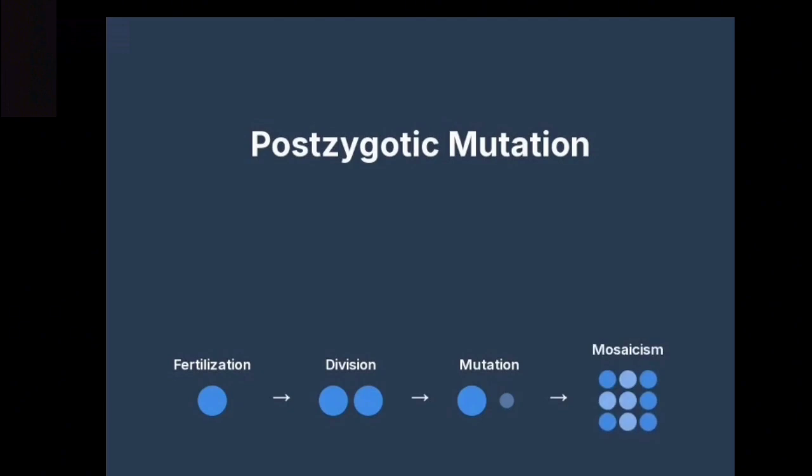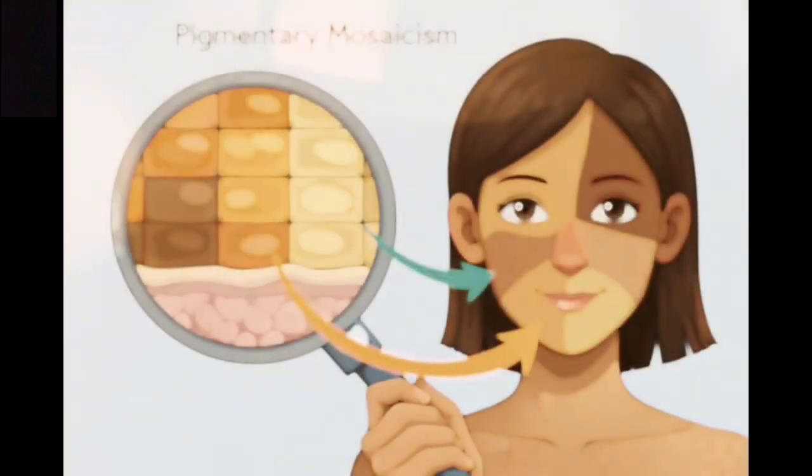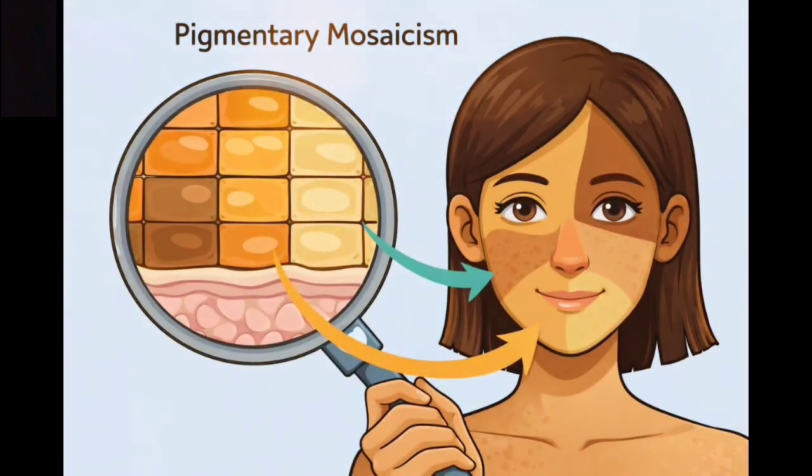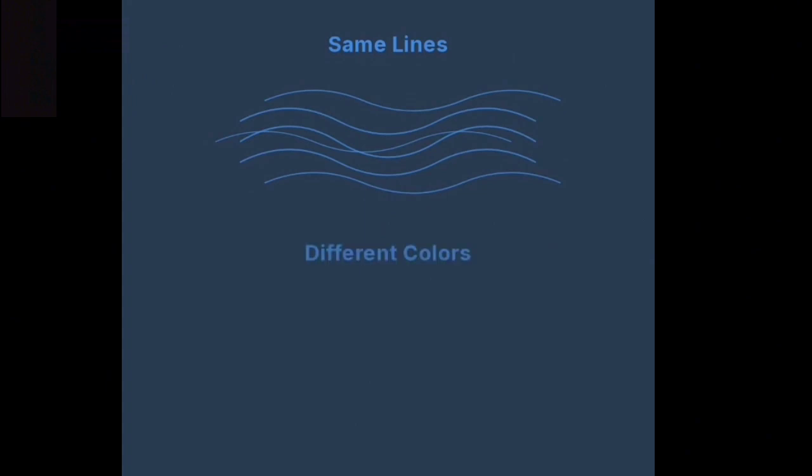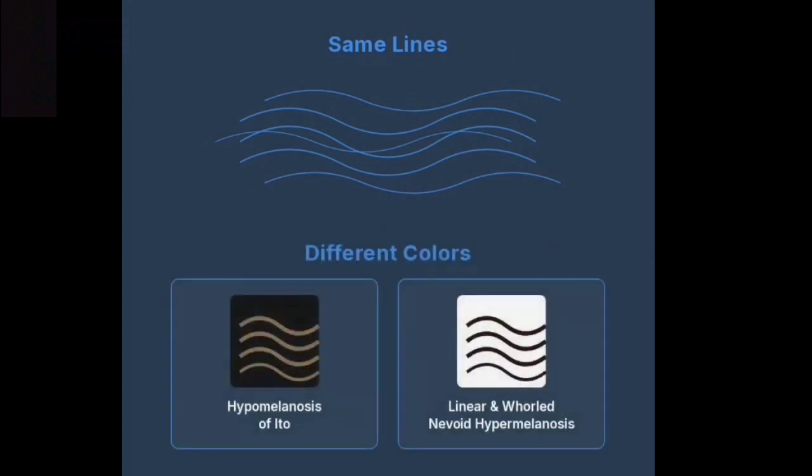A postzygotic mutation is a genetic change that happens after fertilization, affecting only some cells and causing mosaic patterns in the body. Pigmentary mosaicism means different skin cells have different levels of pigmentation. So remember this key point: these are not always separate diseases, but rather patterns caused by skin mosaicism. Same lines, different colors, very different clinical meanings.